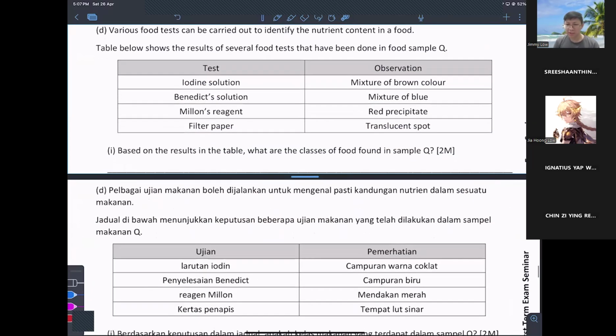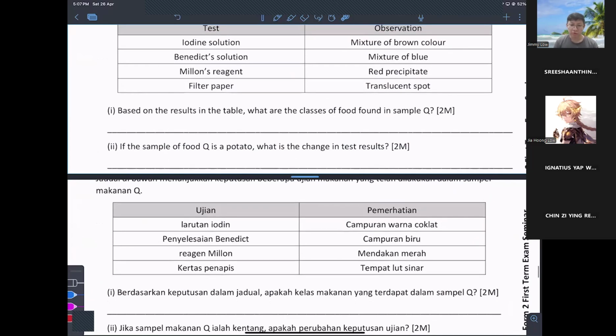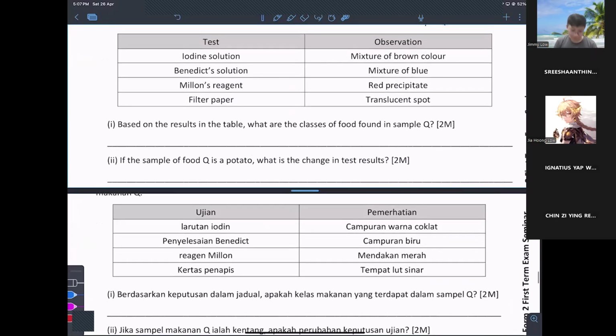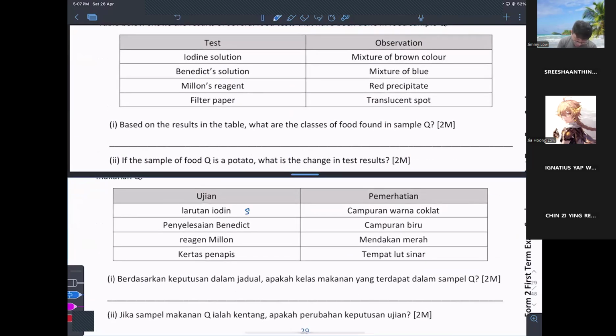Okay, so the end thing is your food test. You can see the food test based on the result. What is the class of food you can know? First thing first, iodine. Iodine is for starch, kanji. Benedict is for glucose. Millon's reagent is for protein. Okay, this one is for fats.